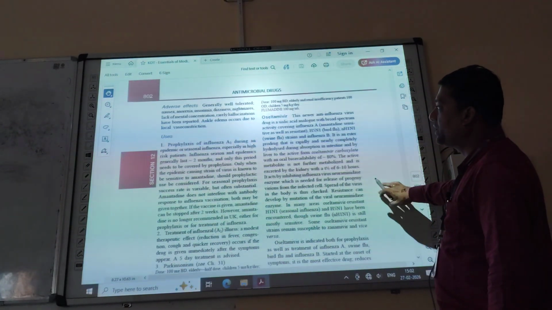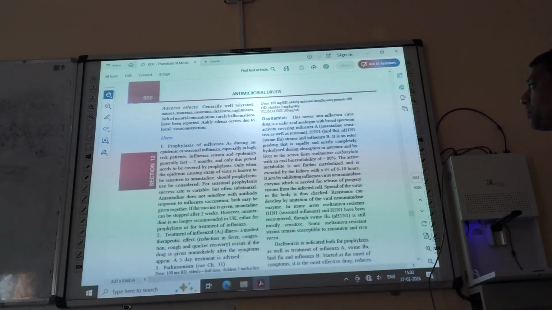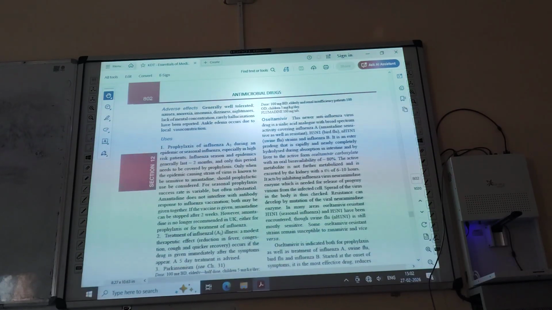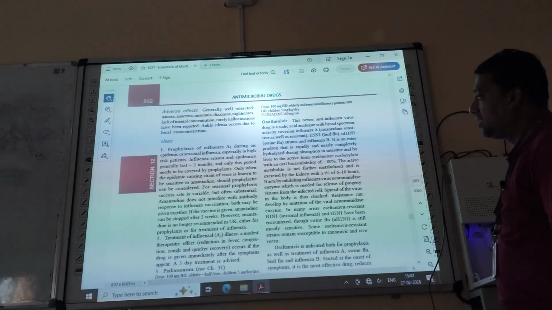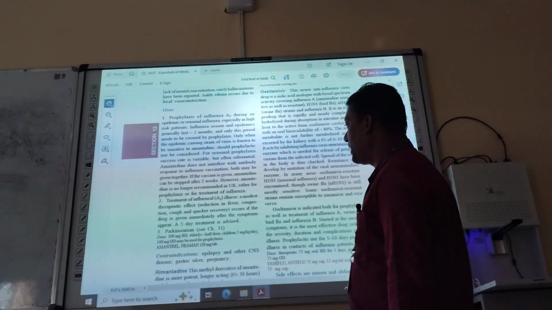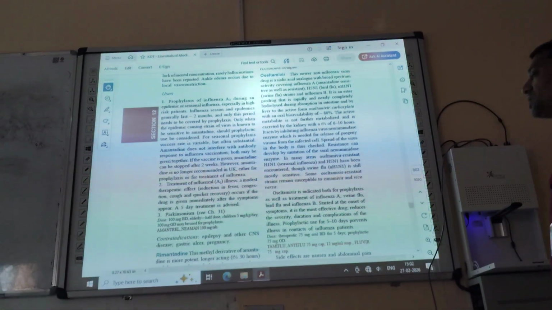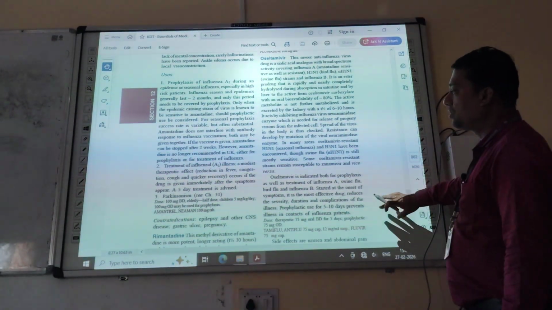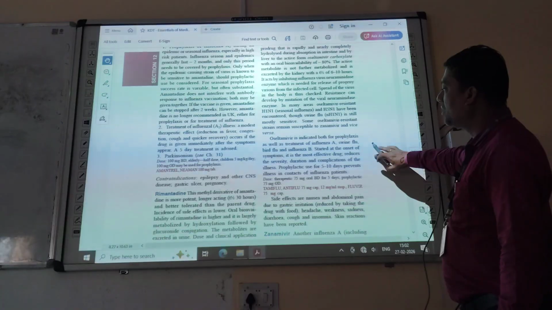Then uses of amantadine: prophylaxis of influenza A during an epidemic, seasonal influenza, and treatment of influenza illness. For the treatment of Parkinsonism, amantadine is also used. Then rimantadine.